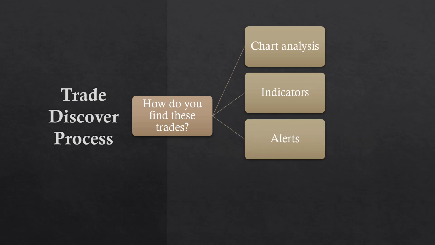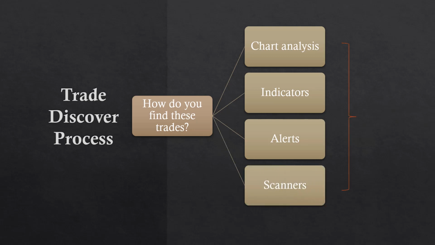The other one is alerts. So there might be alerts that you put in, or you might have another alert system. So that's how you're finding trades. Or scanners. So the equity market has some great scanners. Crypto market, kind of, but not really.